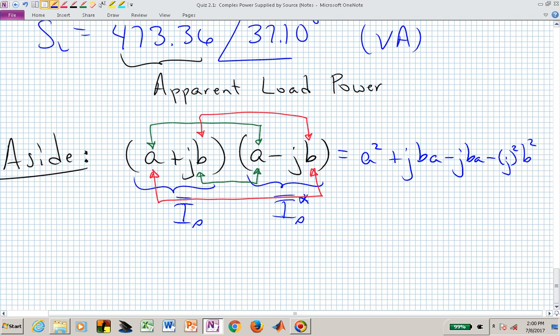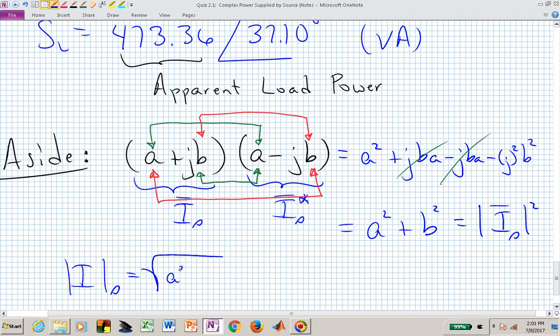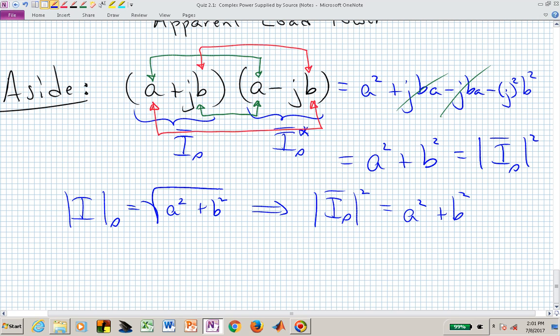So remember that we now, and what do we see? Now hopefully you can see that this jBA and minus jBA cancel, and we're left with a product of a complex number times its complex conjugate, leaving us with A squared, and we have j squared, which is minus 1, times, or negated, so we now have A squared plus B squared. In our case, that's simply the magnitude of our original complex number squared. The magnitude of I sub s, remember, would just be the square root of A squared plus B squared, so that now I sub s squared is A squared plus B squared. Just squaring that.